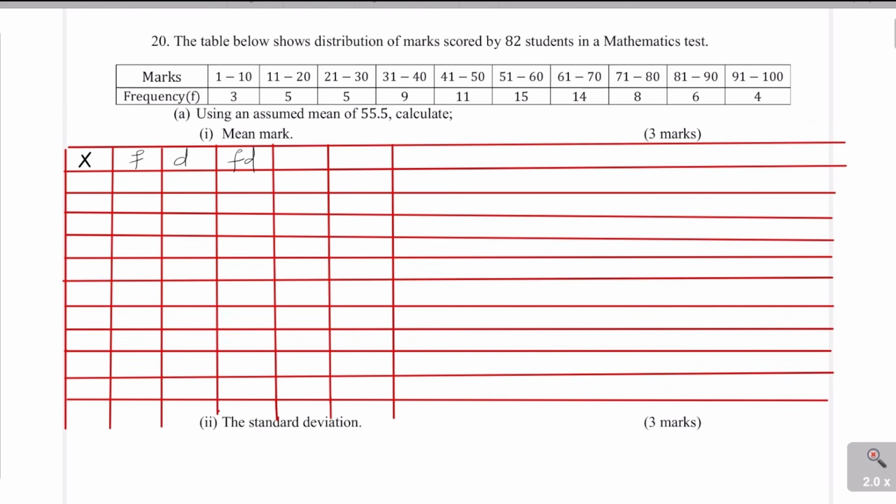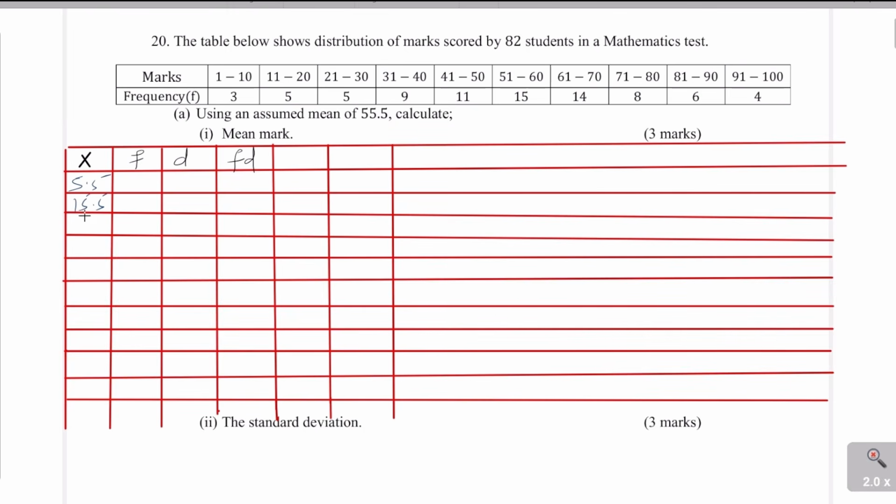So we start with X. X are the marks. And how do you get the marks? The midpoint of all the classes. Like for the first class, 1 to 10, we simply take 1 plus 10, that is 11, divided by 2, we get 5.5. The next class, we do the same: 11 plus 20, that is 31, divided by 2, that will give 15.5. When you look at all these classes, they are uniform. The class size is 10. So from 5.5, we add the class size, 10, to get 15.5. That is what we need to do for all the others.